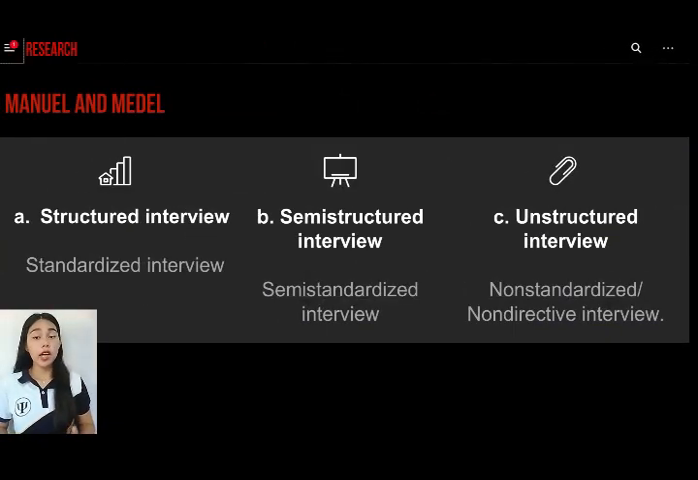So this is based on Manuel and Midel. There are three classifications as shown. First is structured interview. The second one is semi-structured interview. The third one is unstructured interviews. And when we say structured interview, it is somehow related and similar to standardized interview. And the semi-structured is somehow related and similar to semi-standardized interview. And the third, which is unstructured, is similar to non-directive interview.